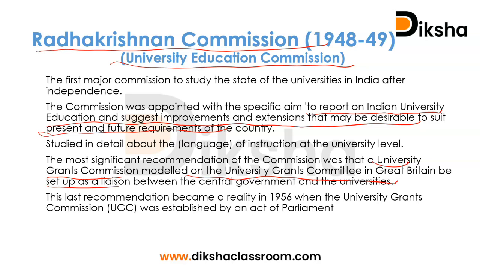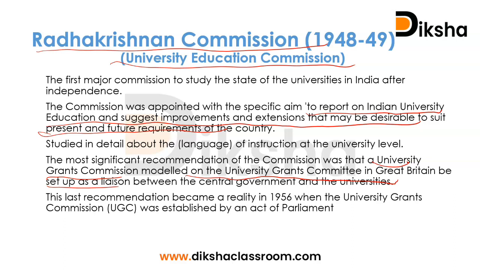In this video, we'll discuss only the major recommendations, or just an introduction to the different commissions, because usually in the exam they don't ask in detail about these commissions, they just ask about the major recommendation or the chronological order of those commissions. So first we have the Radhakrishnan Commission just after independence. The aim was to study the status of the Indian education system. The major recommendation was the University Grants Commission, on the model of the University Grants Committee in Great Britain.